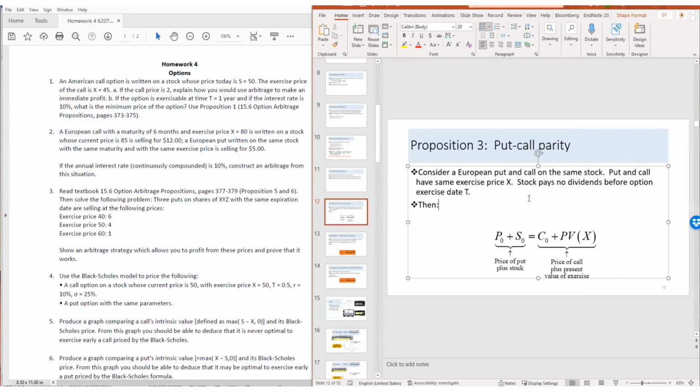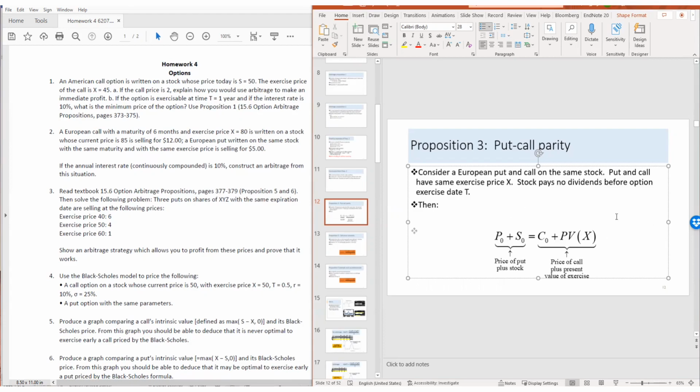So the put and the call here, in this case, with the same exercise price X, should have the prices of put and call, P0 and C0, follow the put-call parity. The put-call parity means that the price of the put plus the stock should equal the price of the call plus the present value of the exercise price.